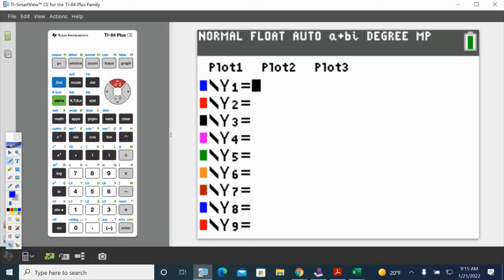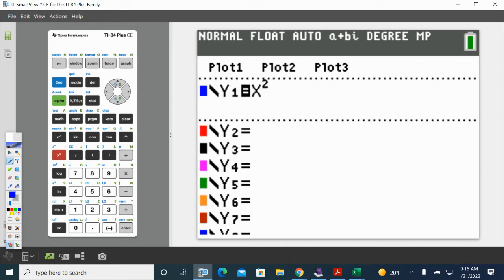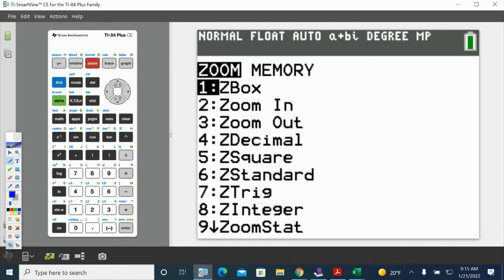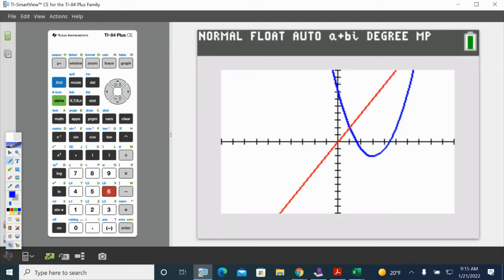And I'm going to put the x squared minus 6x plus 7 in y1. The x is right next to alpha, so make sure you're using that. The square is on the left side, kind of close to the 7, minus 6x plus 7. I'm going to hit enter, and I'm going to put in the 2x in y2. Now, when I go to graph this, I don't know what I've done in this calculator before. I don't remember where I've been. So I'm going to hit zoom 6, which is what I like to call home.